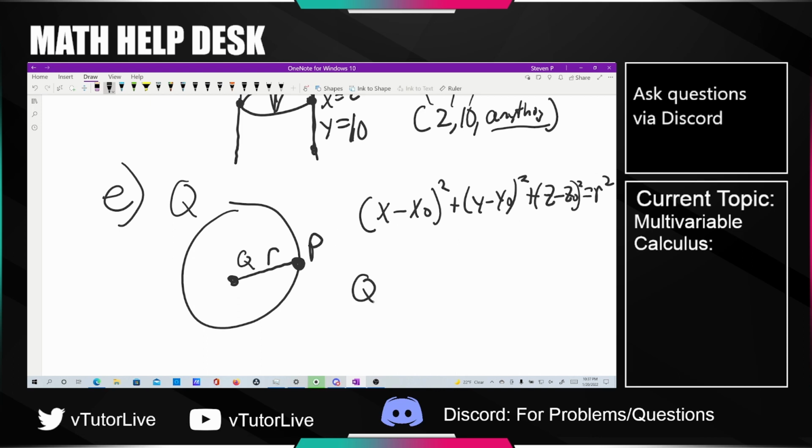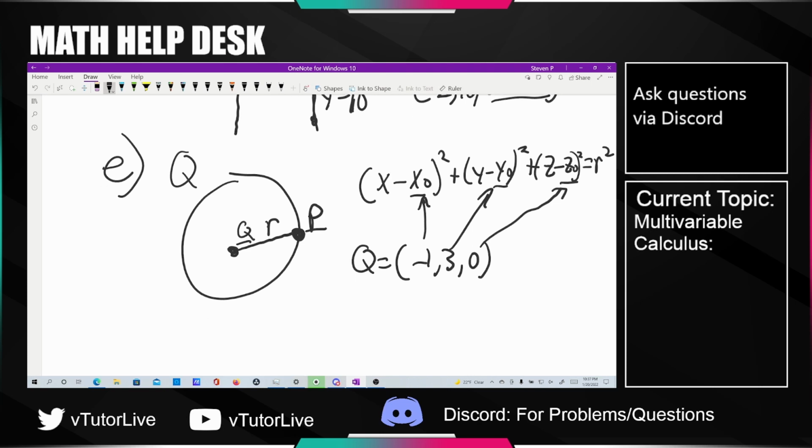In this particular case, this is the center of the sphere, which is understood to be Q. So what value did we have for Q? It's -1, 3, 0. So we're literally just plugging those numbers in. The only thing this question is really asking us to do is figure out what r is. But r is literally just the distance between Q and P, so we ought to be able to use a little bit of the distance formula to figure that out.